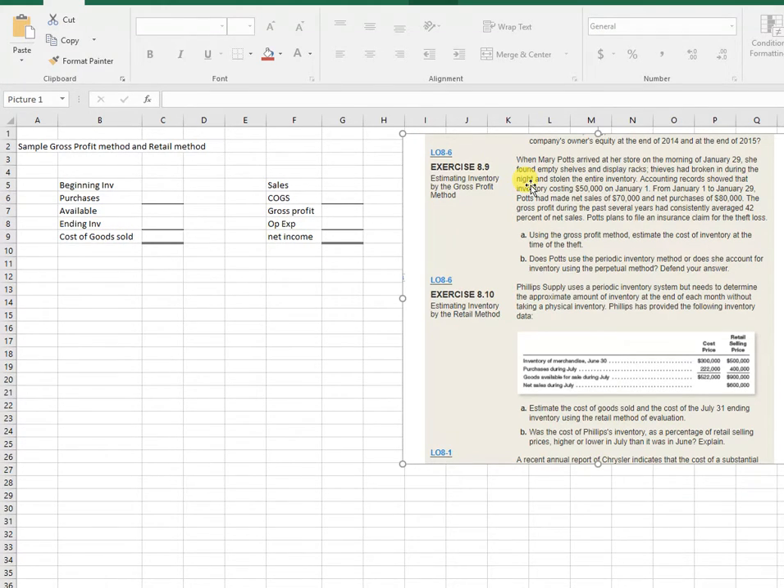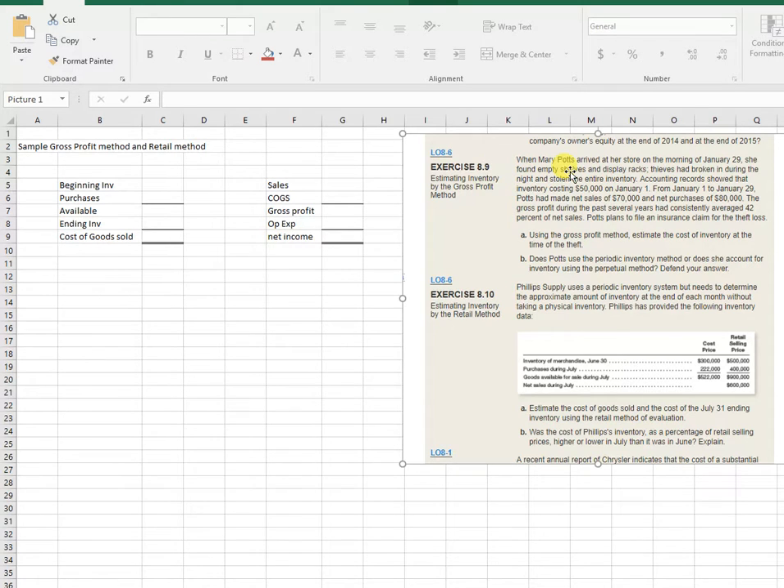So what happens when the place burns down, or what happens when I want to estimate inventory and I don't want to take a full-blown count, either because I can't, it's burned, it's flooded, it's gone, it's been stolen, or whatever. So that's what these two methods are used for, to estimate inventory.